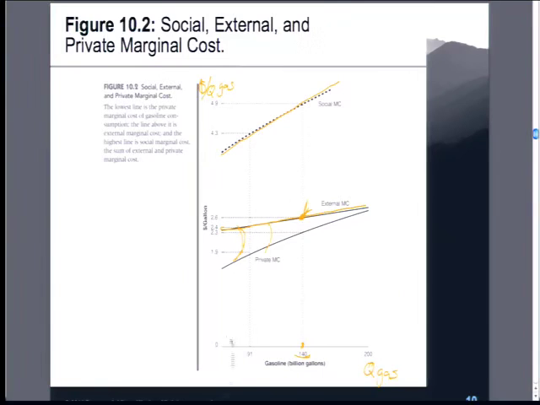No, the external cost could be down here. The external cost could be anywhere. The point is that we're going to add these two lines up to get the top line. The social cost, if there's a pollution externality, will always be higher than the private cost. But where the external costs are, that could be anywhere. Add vertically.